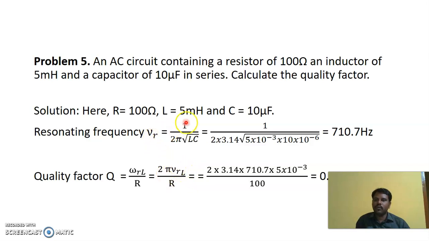Nu R is equal to 1 over 2 pi square root of L C. Substituting the values of L and C, the resonating frequency is found to be 710.7 Hertz. So to find out the quality factor, now that we found the resonating frequency, substituting the value of 2 pi and the obtained resonating frequency into L divided by R will give you a quality factor Q is equal to 0.223.